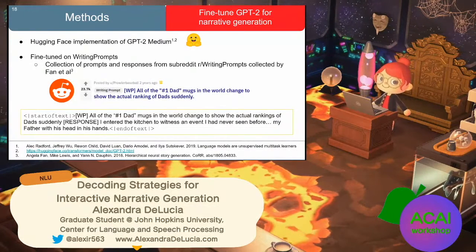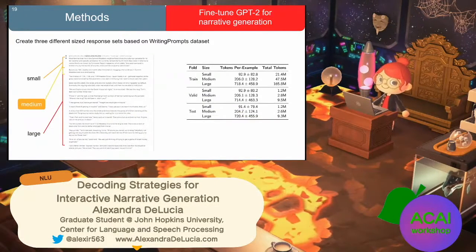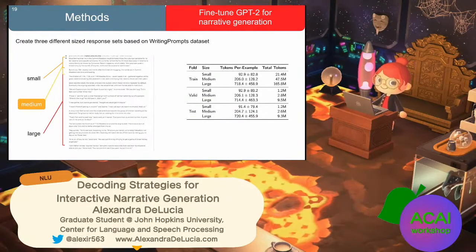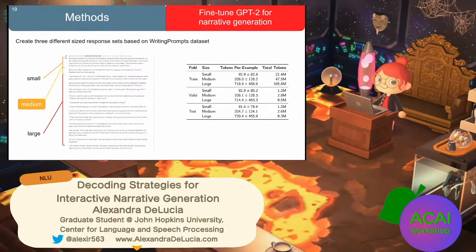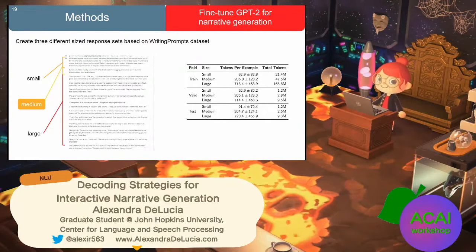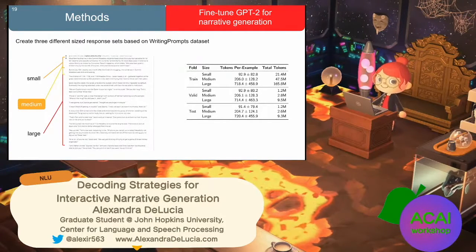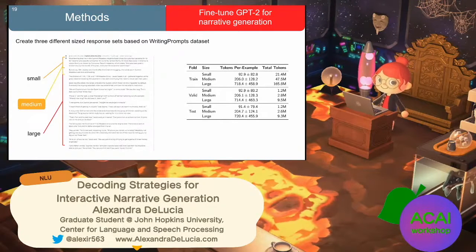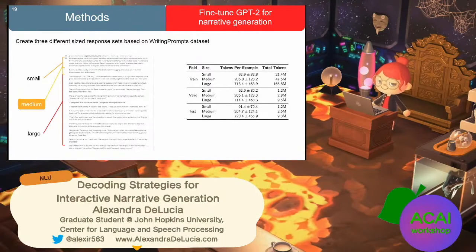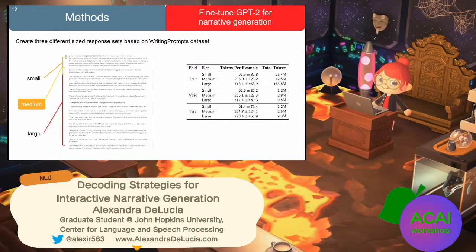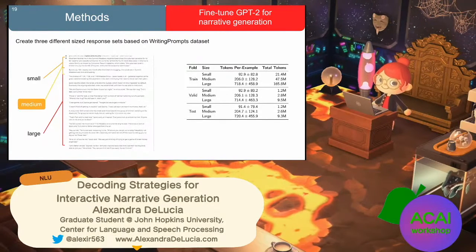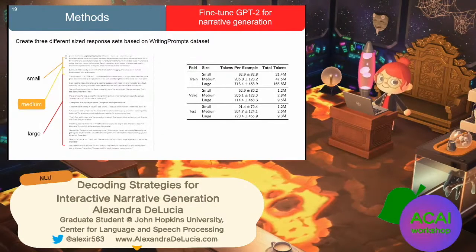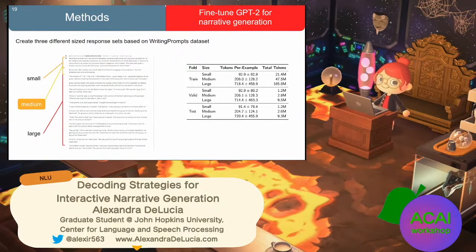So the writing prompts dataset contains a variety of response lengths. So we create 3 different size data sets, but for this presentation, I will only discuss results from the medium length data set, which consists of all the prompts, but the responses are all truncated to the second line break. These different size data sets were used for other axes of experimentation that I will not be discussing today.